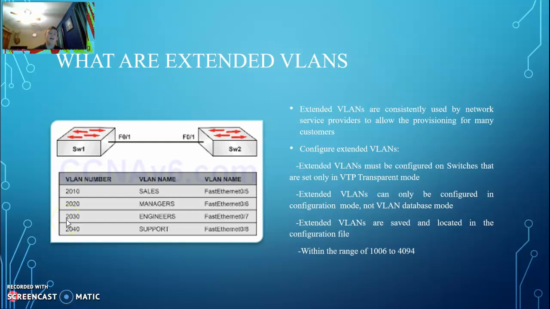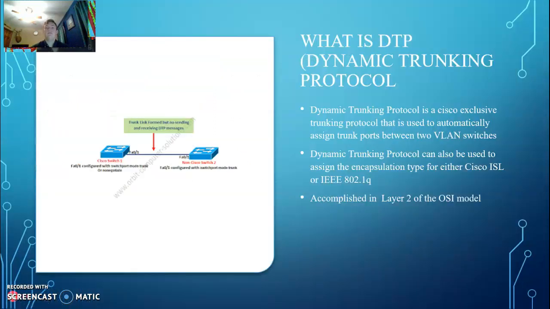And lastly, we come to the last concept that I'll be demonstrating in part 2 of this video, which is dynamic trunking protocol. DTP, or dynamic trunking protocol, is a trunking protocol used exclusively by Cisco switches to automatically assign trunk ports between two VLAN switches in a domain. In other words, DTP is used to negotiate trunking on a link between two VLAN switches. In addition, DTP can also assign an encapsulation type for VLAN switches, the most common being IEEE 802.1Q or Cisco ISL. And a little fun fact I want to put in there is that dynamic trunking protocol is accomplished in layer 2 of the OSI model.